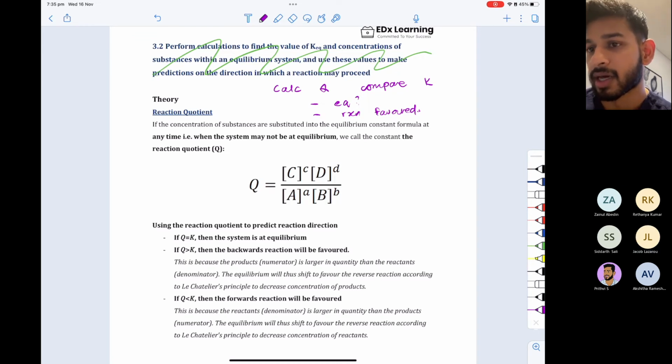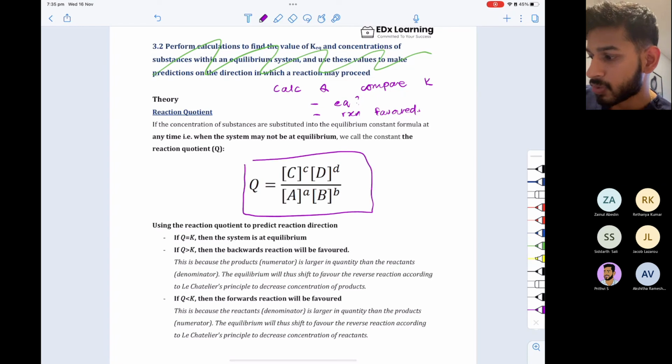Exactly, yeah. So often the question will ask you, is the system at equilibrium? Or determine if the system is in equilibrium. If you ever see a question like that, you will always have to find Q, compare to K, and then comment on those two things. Is it at equilibrium? And if it's not, which reaction is being favored? It's that simple. And as you can see here, the calculation for Q, or the reaction quotient, is the exact same as the calculation for K. This is no new information for you, right? You just have to do a few more questions.